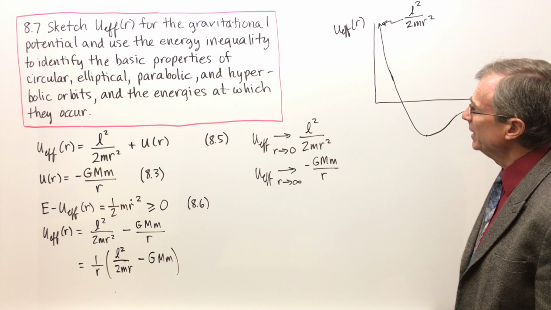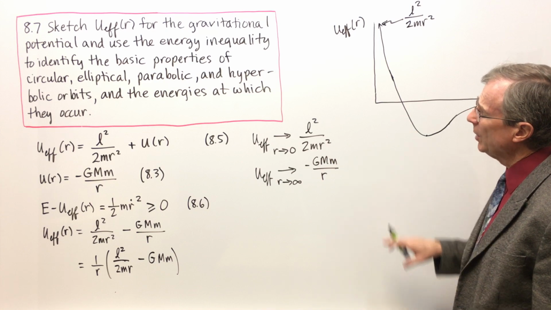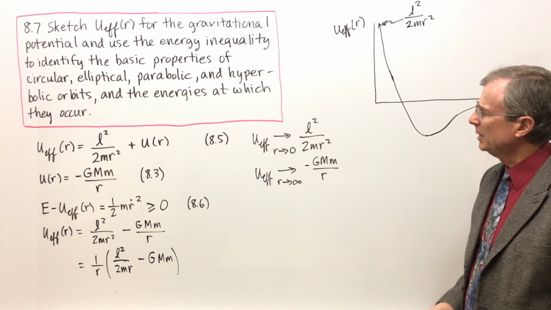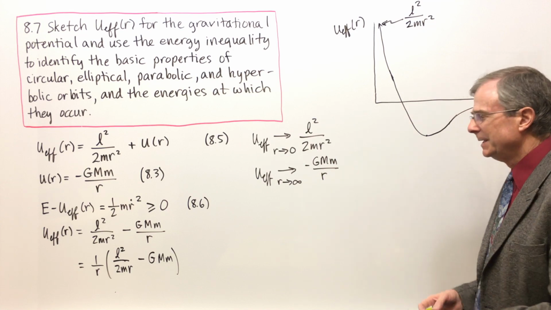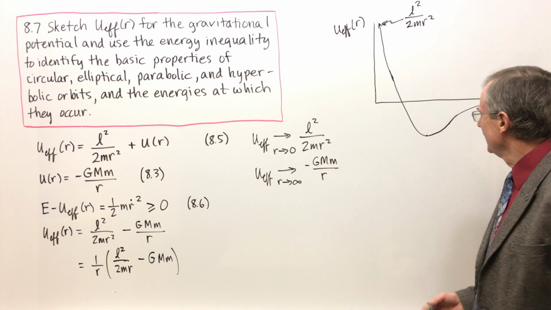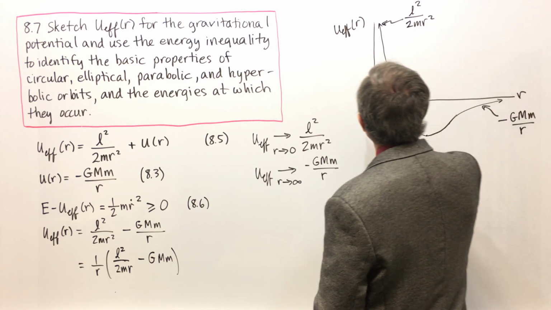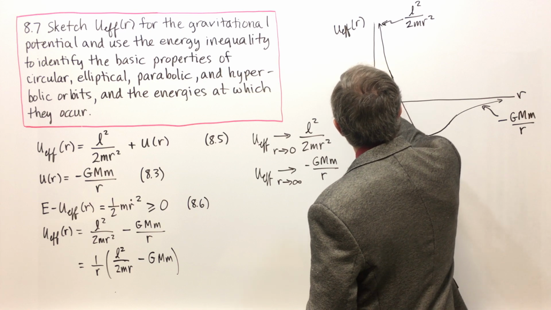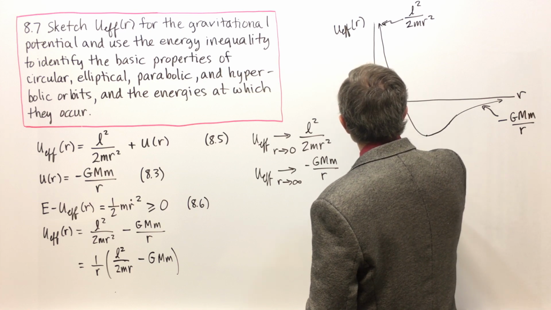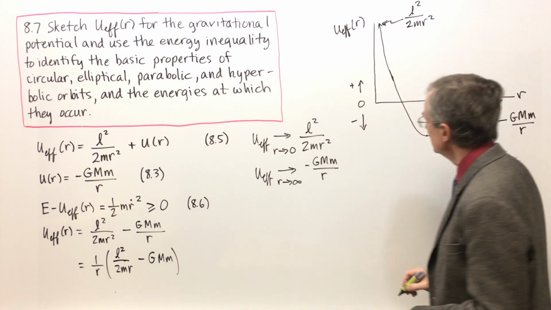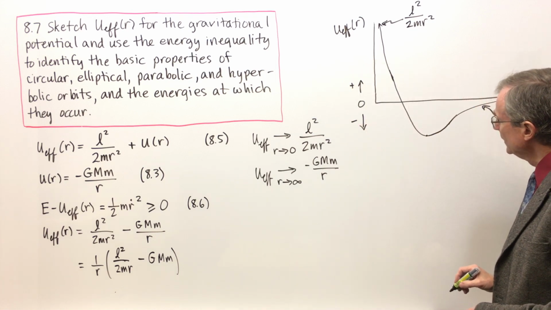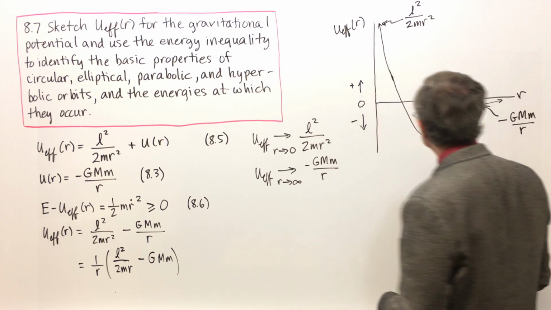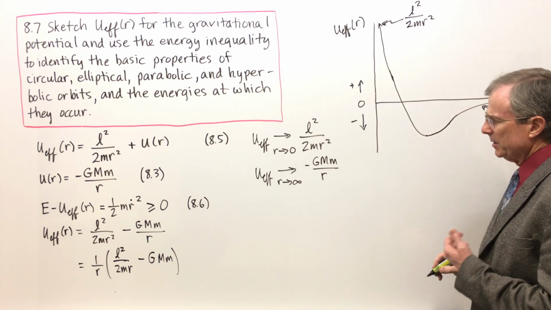We've done the first part, and we're going to use now the energy inequality to identify the basic properties of circular, elliptical, parabolic, and hyperbolic orbits. This part is just truly fun, because here U effective is 0, here U effective is positive, here U effective is negative, and we're going to ask about the energy level now.